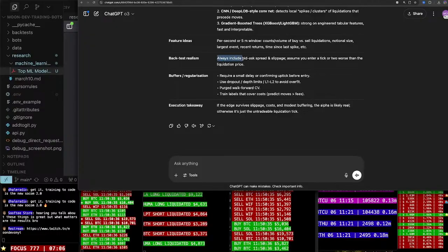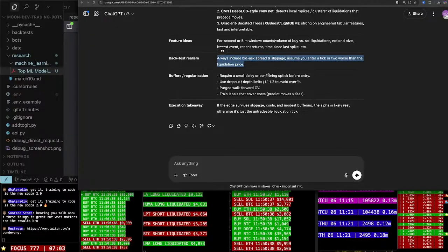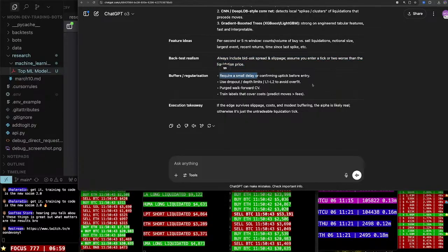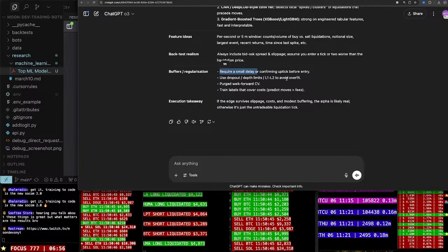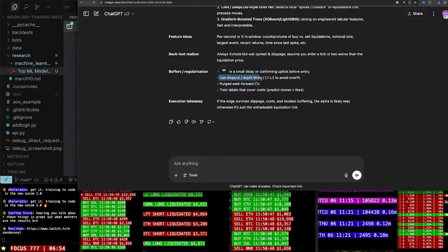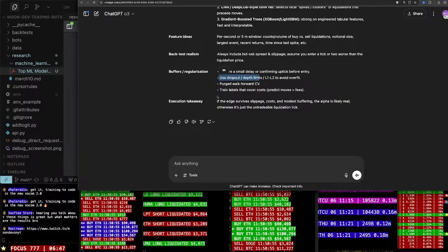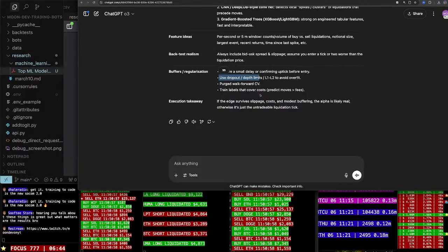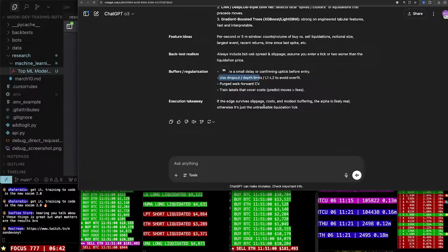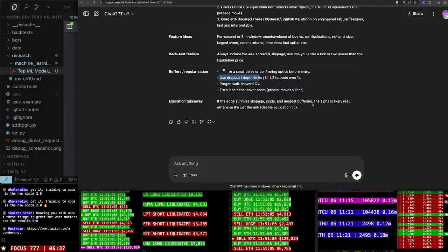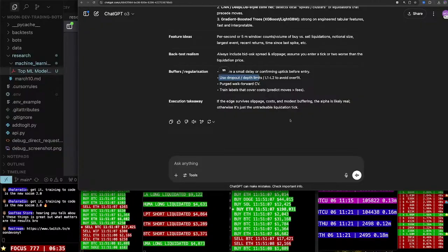Backtest realism: always include bid-ask spreads and fees. Buffers and regularization: require a small delay or confirming uptick before entry. Use dropout, depth limits, L1, L2 to avoid overfit. Purged walk-forward CV, train labels that cover costs. If the edge survives slippage costs and modest buffering, the alpha is likely real. Otherwise, it's just the untradeable liquidation tick.